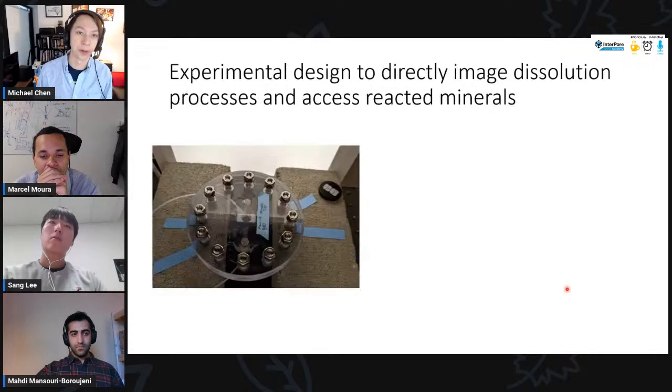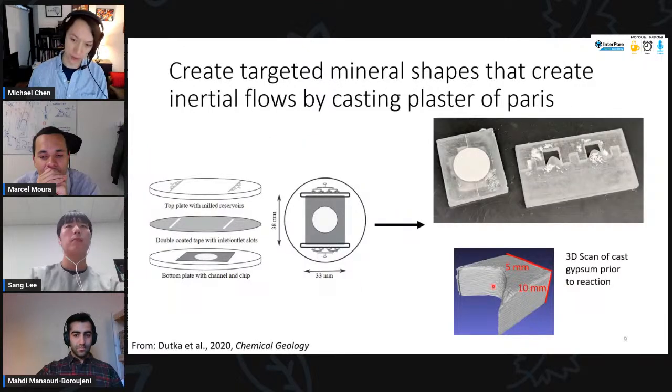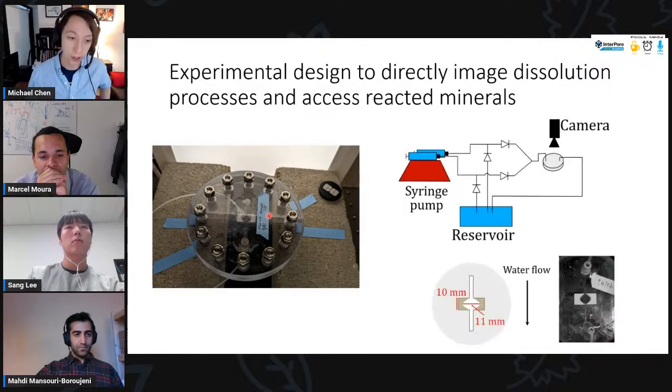The other challenge experimentally is that we want to be able to image this dissolution process, but then be able to access the mineral after the fact so that we can do things like this 3D scanning, which lets us see the shape of the mineral after reaction. And so what we've got here is effectively modeled off of Healy-Shaw style cells where we've clamped together two pieces of polycarbonate, and we've carved in a little groove where we can have the gypsum sit. Now, this is not strictly a Healy-Shaw cell, because our channels are a little bit larger and there's some depth to the gypsum, as you saw earlier.